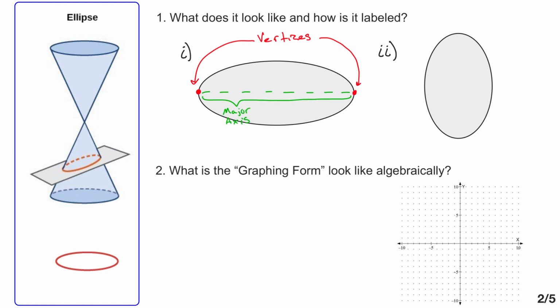The major axis represents the axis that goes through the center of the ellipse, but is going in the direction that the ellipse is stretched in more. So this ellipse is stretched more in the horizontal direction, so its major axis is left and right. And then there's also a minor axis.